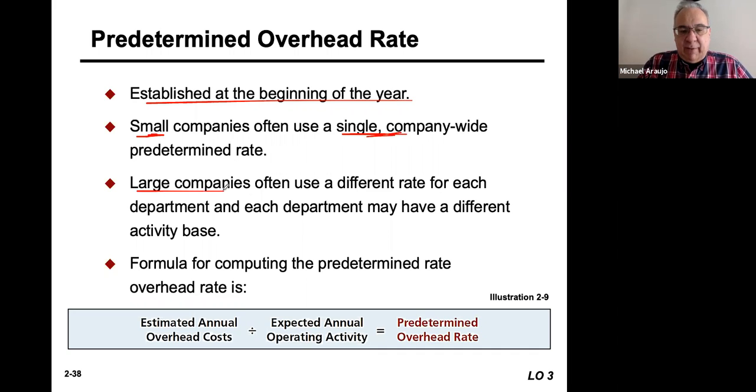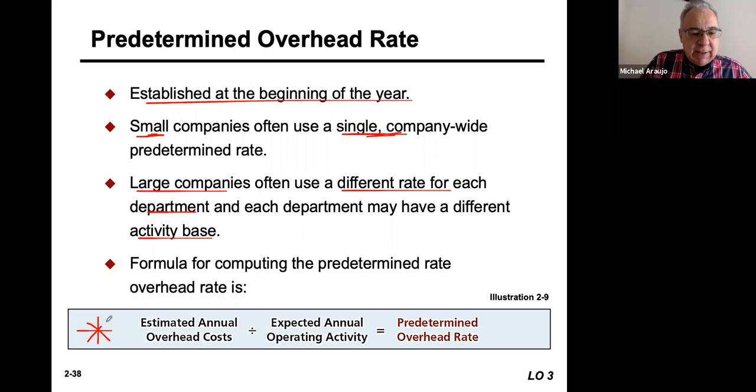But of course, a lot of manufacturers are extremely large, and they have various factories and departments all over the country, all over the world. And so they might determine that they need to have a different rate for every department, or they might have a different rate for different activities. And they might determine that as the best way to manage things. But all you need to worry about is the formula.